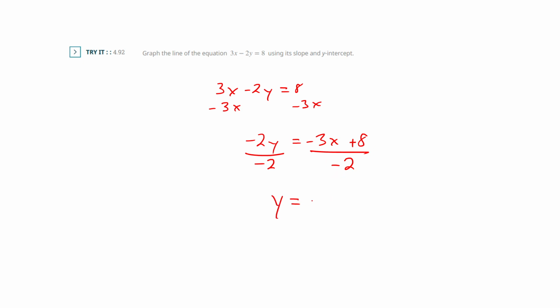Negative 3 over negative 2, the signs would cancel. That's just going to be 3 over 2 because of the two negatives. Now negative 2 into 8 is going to be negative 4. And now I'm in slope-intercept. Up 3 over 2, up 3 over 2. I'm just going to approximate it there.